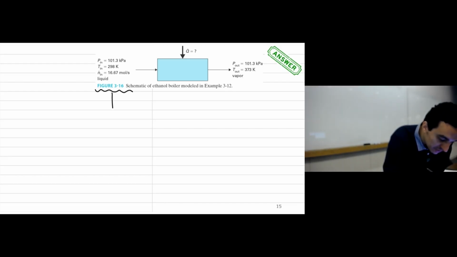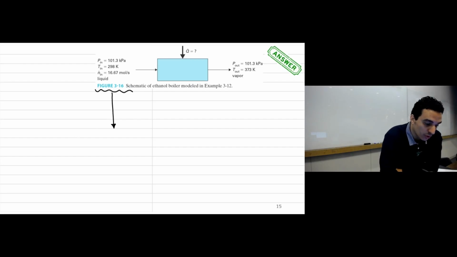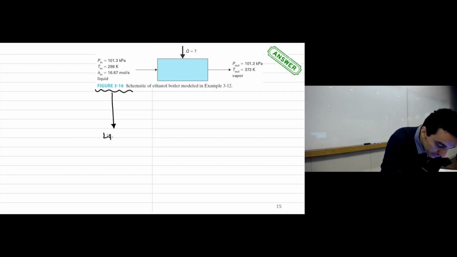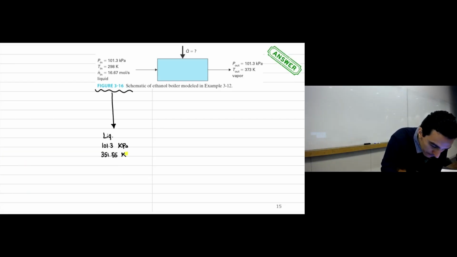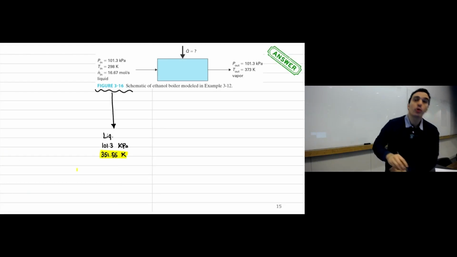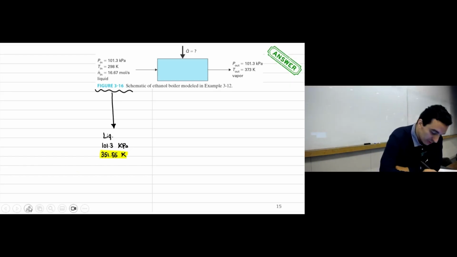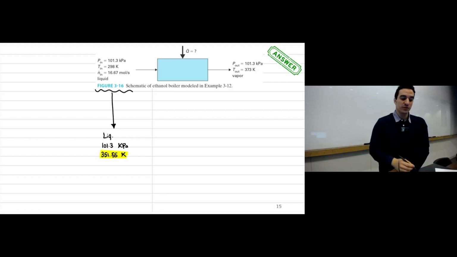So if you keep heating this liquid, it will move from liquid at 101 kilopascal, 298 Kelvin, to liquid at 100.3 kilopascal and 351.55 Kelvin. And again, this temperature here is the boiling point of this component. And this was given in the example, by the way. There's no need to bother yourself with it.